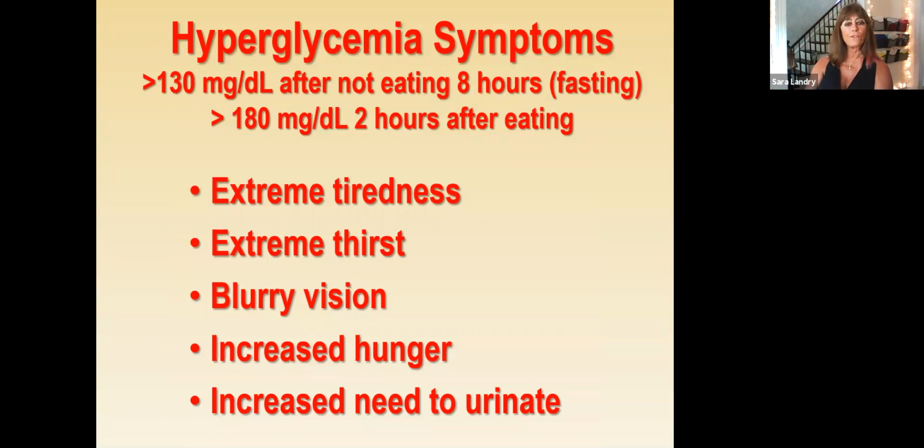Hyperglycemia: 130 if you haven't eaten for 8 hours, 180 2 hours after eating. What's going to happen to you when you have hyperglycemia? You're going to be so tired you can't move off the couch. So thirsty, no matter what you drink, it doesn't quench your thirst. You may have blurry vision. You're going to be hungry, and you're going to need to pee a lot. Those are symptoms of hyperglycemia.